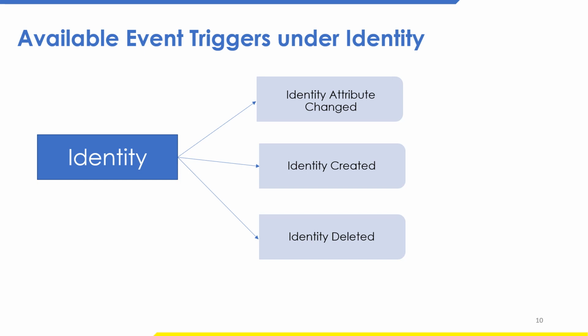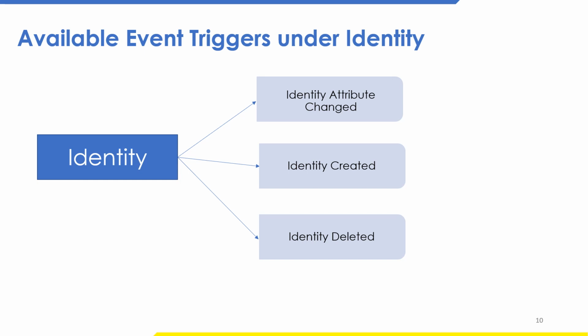Here we see the available event triggers under identity. Identity attribute changed is a fire and forget event trigger. When one or more attributes change in IdentityNow, like department, job title, or display name, then the identity attribute changed event occurs and it doesn't wait for a response. Identity created and identity deleted are also fire and forget event trigger types.